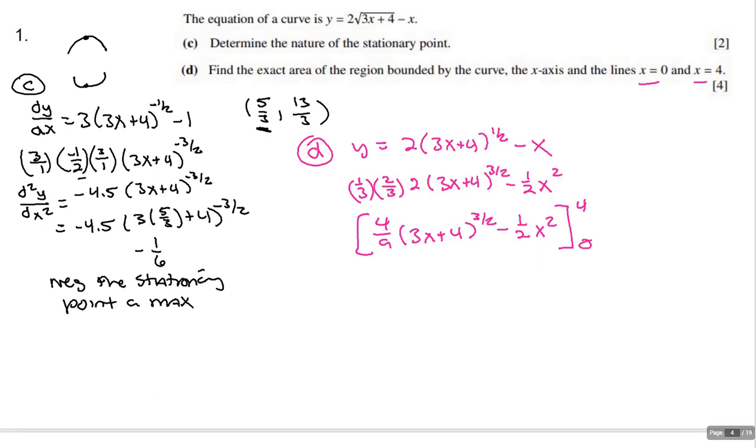I want you to go ahead and pause this. Input a 4 for all these x's and get a value. Input a 0 for all these x's and get a value. Then let's subtract them and see what we get. I'll pause it and then start back up again when you're ready.